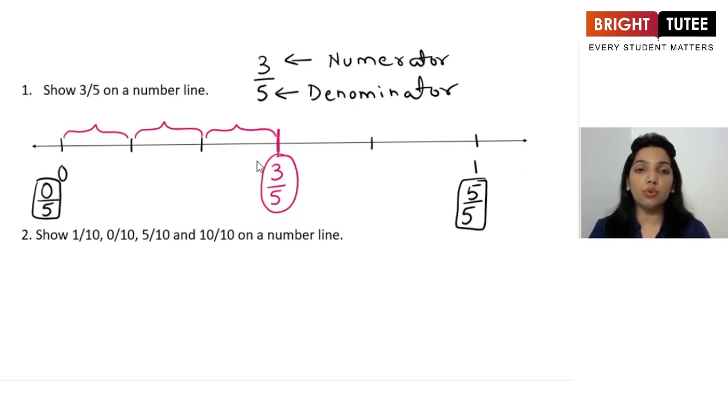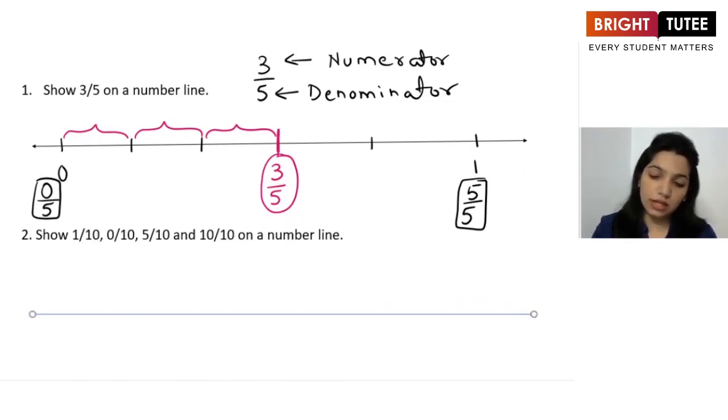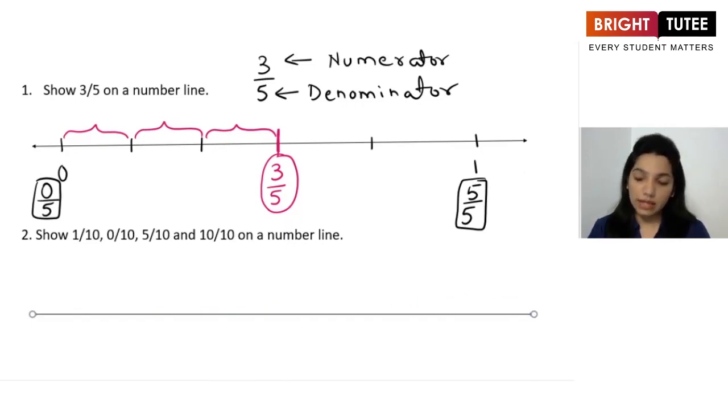Now let us show 1 over 10, 0 over 10, 5 over 10 and 10 over 10 on a number line. Clearly keeping in our head, what number do we see at the denominator? That is the number that is required to be seen in the number of divisions on the number line. So here clearly what we see, we have got 10. So we are going to make 10 divisions on the number line.